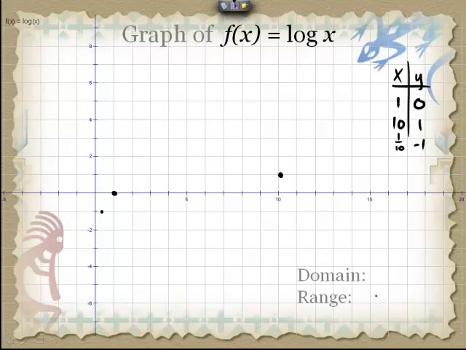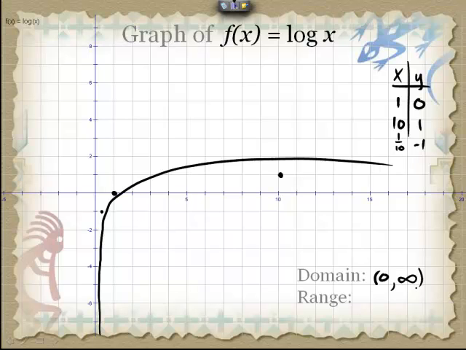So I'm getting myself a little bit of an idea. As I go closer to 0, this number is going to get more negative, and as x gets really big, y is going to gradually get bigger. So it's going to go over a little bit like that. My domain is going to be up to, but not including 0, out to infinity. And my range looks like it's going down forever and up forever, although the up is very slow, so the range is all real numbers.